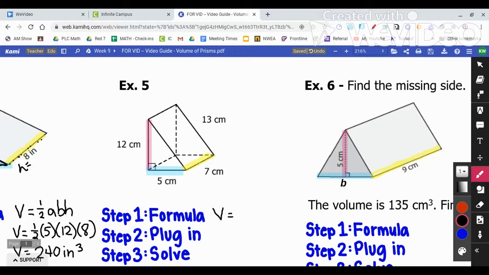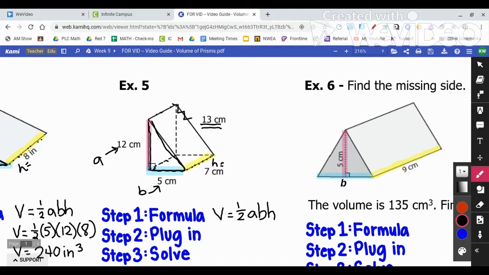Okay, next example. I start by writing down the formula. Now I'm going to label my dimensions. So I trace the triangular base, and I see that the height is 12, so that's my A. The base is 5, that's my B. And the height of the prism is 7 because that's the side that connects the two triangles together.